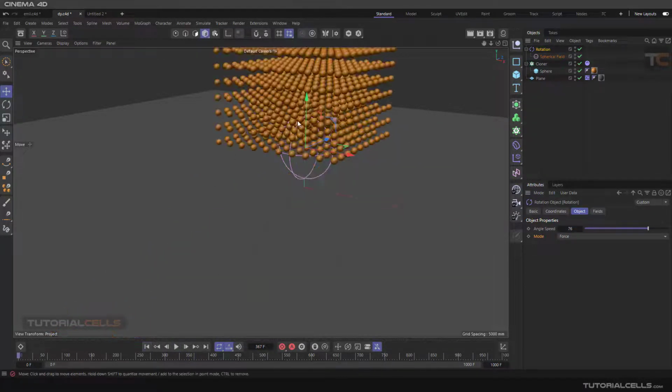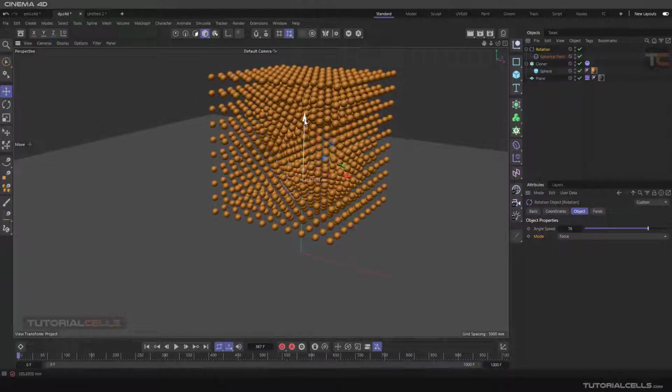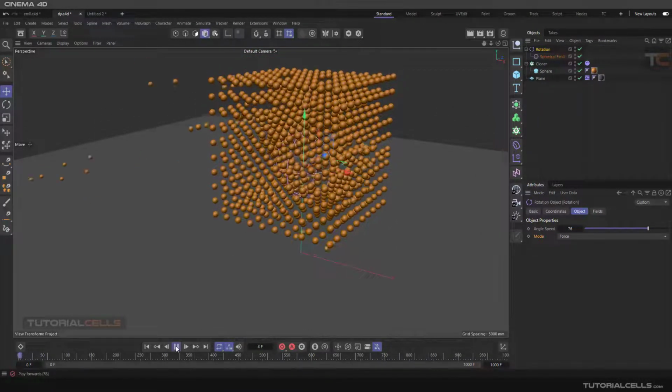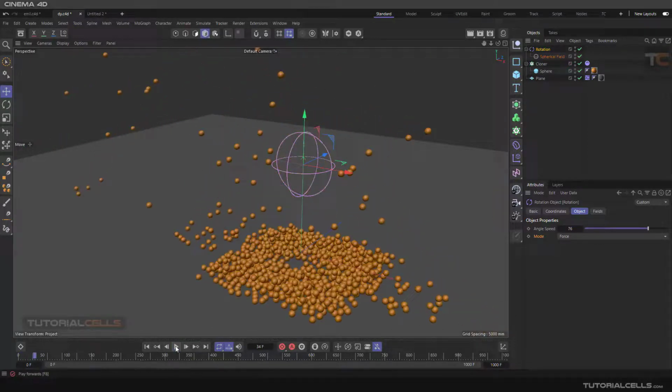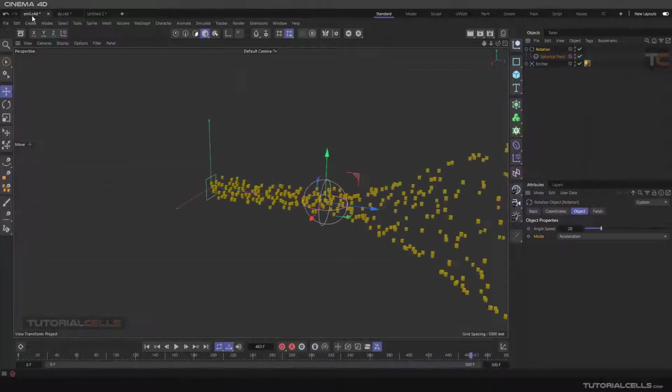Can bring it there. Nice. You can zero the gravity and see its rotation. Nice. Negative or positive number. So the rotation is better. It's better to use for emitters.